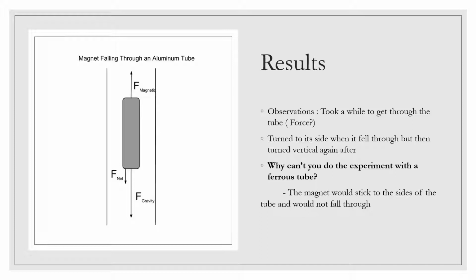I took some observations during this time, and it took a while for the magnet to get down the tube, which was kind of interesting. It turned to its side when it fell through, but then it turned vertical again. They also asked why we couldn't do this experiment with a ferrous tube, and I said that the magnet would stick to the sides of the tube and it wouldn't fall through, and we wouldn't get any time code of the magnet falling through the entire tube.